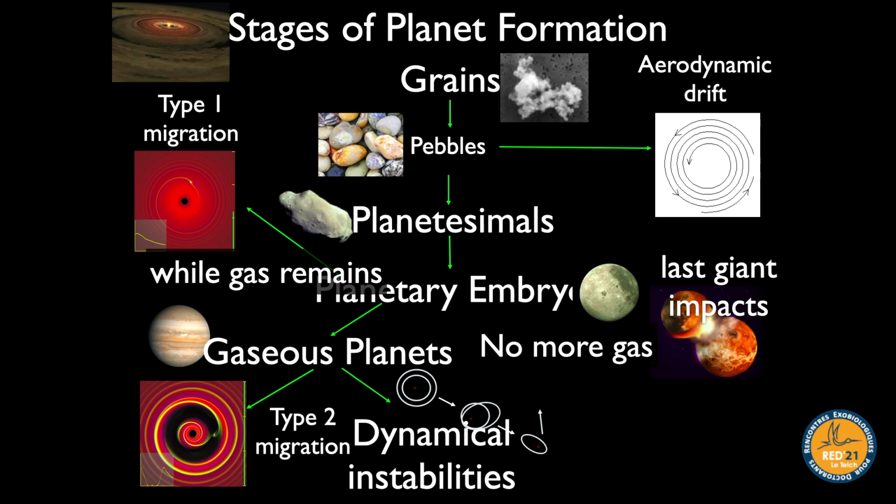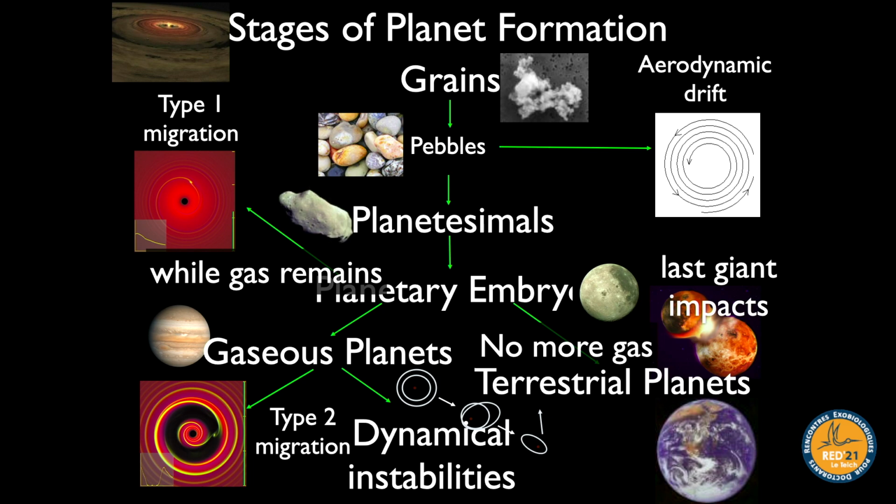And once the gas is gone, there's also a final phase of giant impacts. Giant impacts can also happen while the gas is around, but we think there may have been a final phase of giant impacts, at least for the solar system. That's the final sweep up of stuff, the final formation of the rocky terrestrial planets. So this is the cartoon version of where we're going. We're not going to talk in infinite detail about each of these, but this is the general big picture of what we're talking about.